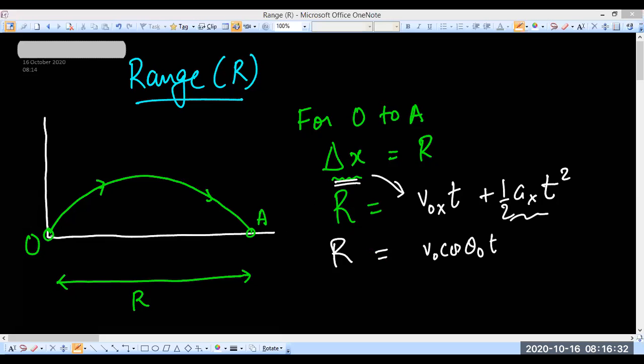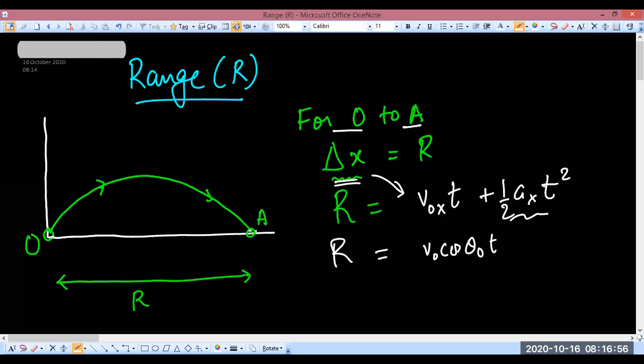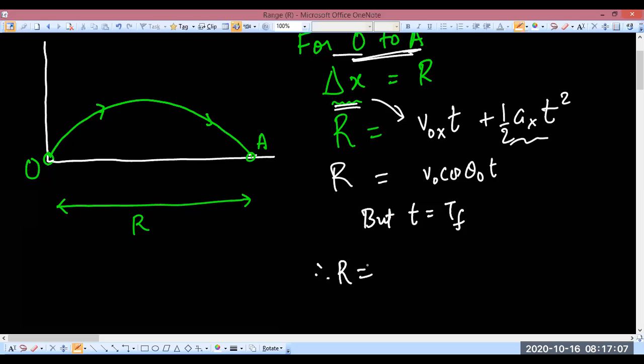but time to go from O to A, we have already found that, right? What is that time called? Time to go from O to A, it is called time of flight. We just derived it, so let's put its value. So here we should actually write T is equal to TF. In this particular situation, for O to A, the time interval is actually same as time of flight. So therefore R is equal to v0 cos theta 0 TF.